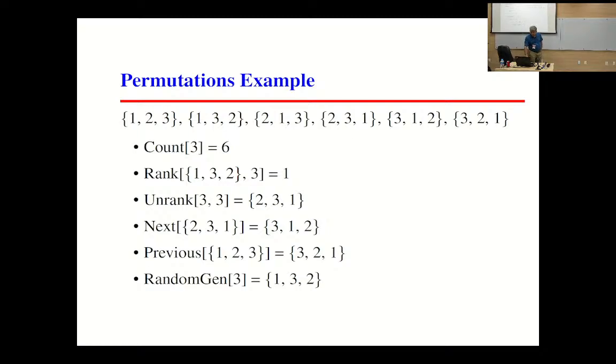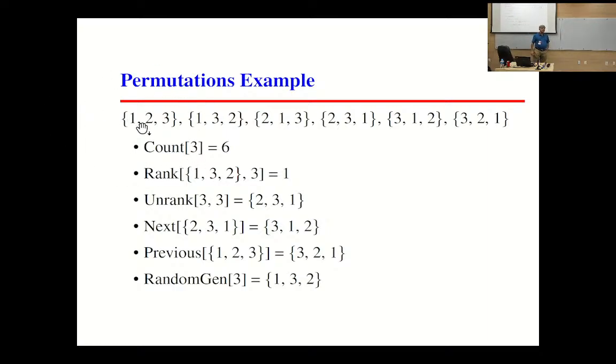Next, what's next? That's the one that he liked over there. Next for a permutation, next of 2, 3, 1 is going to be the one right after it in the order, which is 3, 1, 2. Previous is the opposite way. What's the previous permutation for 1, 2, 3?